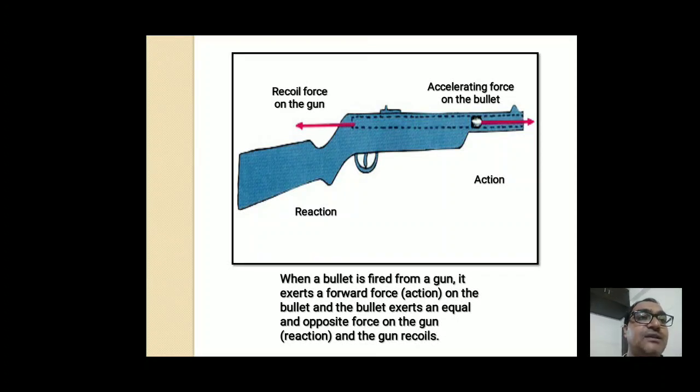Now students, you can see the picture. When the person presses the trigger, the bullet goes in one direction, and the same force acts on the recoil of the gun, so the recoil of the gun comes in the backward direction. So if the bullet moves in, we can say, the north direction, then the recoil of the gun will come in the south direction. Now understand the next example.